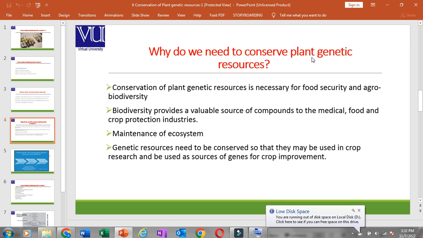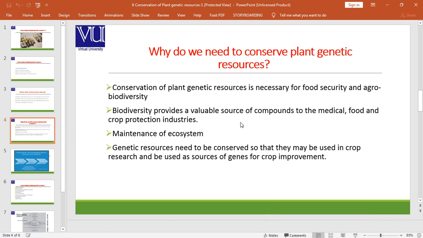Why do we need to conserve plant genetic resources? It is necessary for food security and agrobiodiversity. Biodiversity provides a valuable source of compounds to the medical, food and crop protection industries. Maintenance of ecosystem. Genetic resources need to be conserved so that they may be used in crop research and be used as sources of genes for crop improvement.